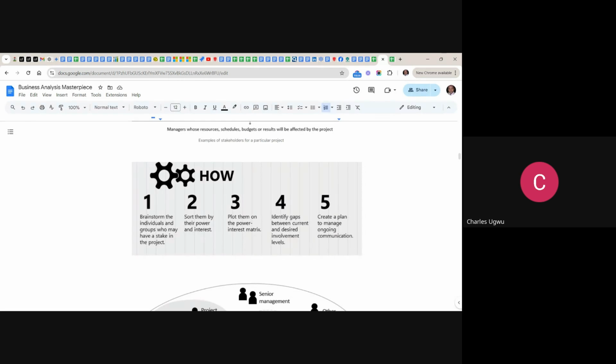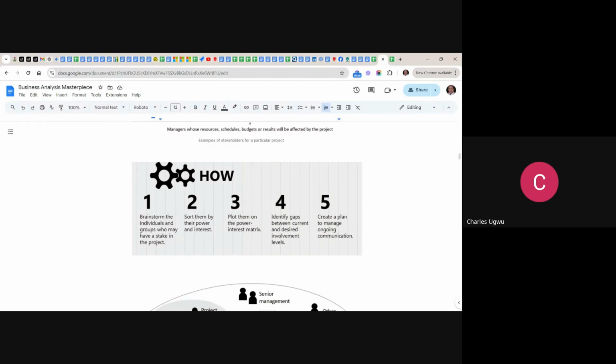There is what we call the power and interest grid. A lot of people do not use it these days, but if you are a young stakeholder, a young BA or project manager, try to follow this traditional approach. What we are doing here is the traditional approach of stakeholder analysis. Follow it the way I'm teaching you. It will help you to be grounded in stakeholder analysis.